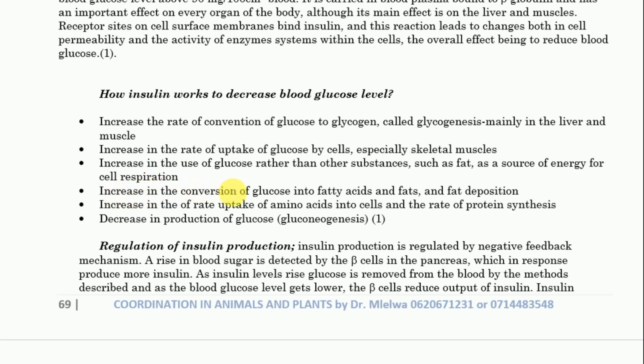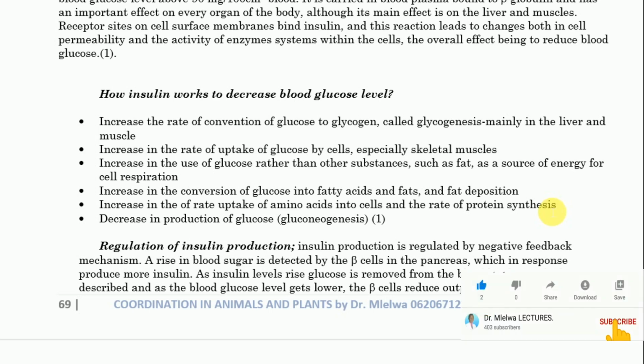Then an increase in the conversion of glucose into fatty acids and fats and fatty deposition. Kwa maana tunaconvert glucose kwenda kwenye fatty acids. Alafu mechanism inayofuata, increase in the rate of uptake of amino acids into cells and the rate of protein synthesis. Kwa maana yake kinachofanyika ni kwamba glucose is converted into amino acids, and hizo amino acids zinakuwa taken up into the cell, and then the amino acids are used in the process of protein synthesis.